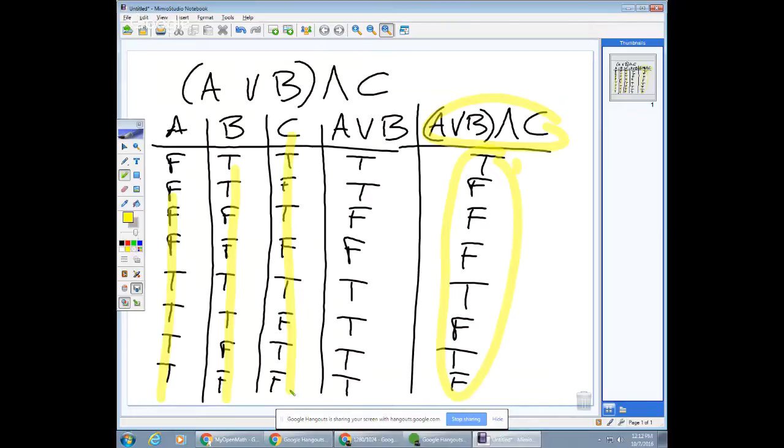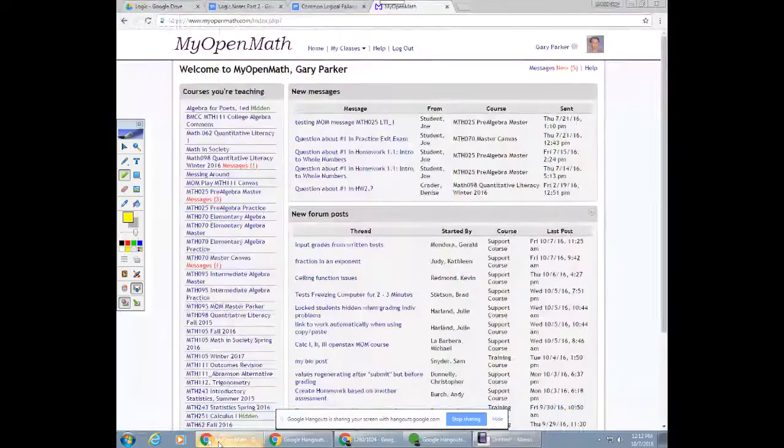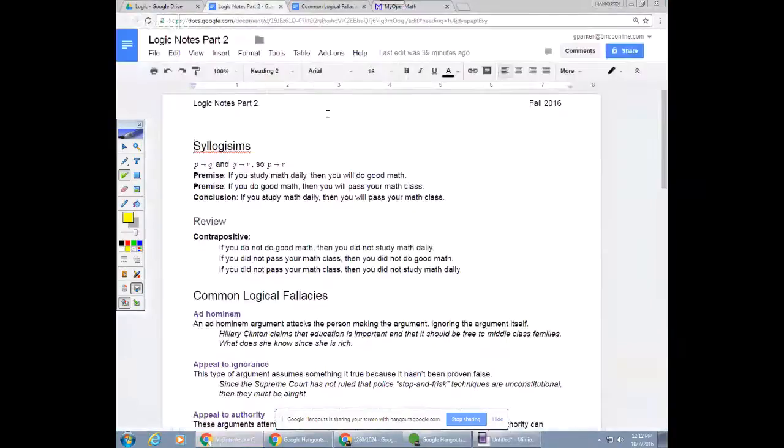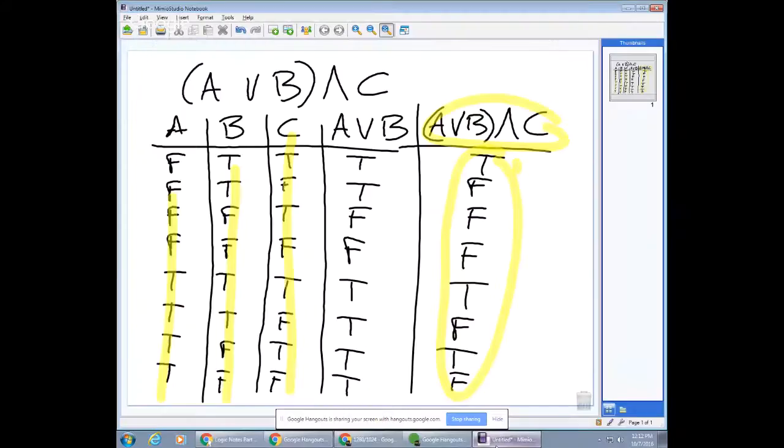Okay. Let's take a look at my notes. There, right there. Okay, so I want to talk about syllogisms a little bit. Again, we looked at that last time. And then we'll review the idea of a contrapositive.